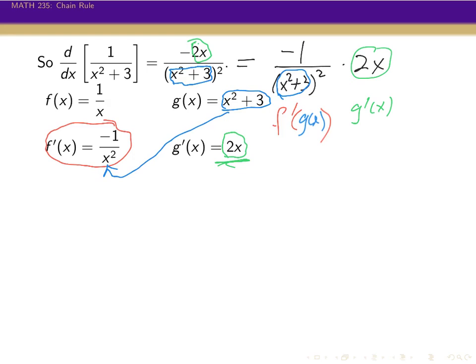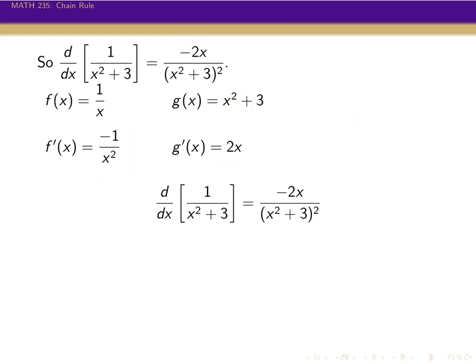Okay. So there's our derivative, and we said we can think about it as being f prime with g of x plugged in and then multiplied by the derivative of the inside, g prime of x. And it turns out that this is always how taking derivatives of compositions of functions work out. So this is the general rule. This is what we're going to call the chain rule.